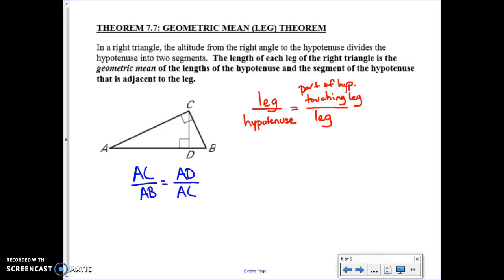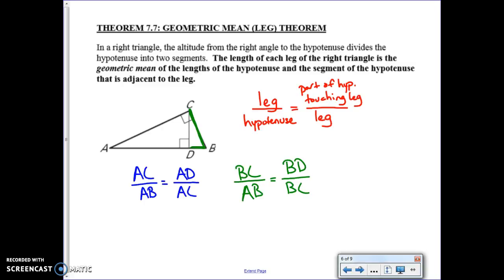Our other leg then is BC. So that's going to go across from itself. So BC is the leg we're using. I need the whole hypotenuse, which is still AB. Then I need just the part of the hypotenuse that's touching that leg. So BD.